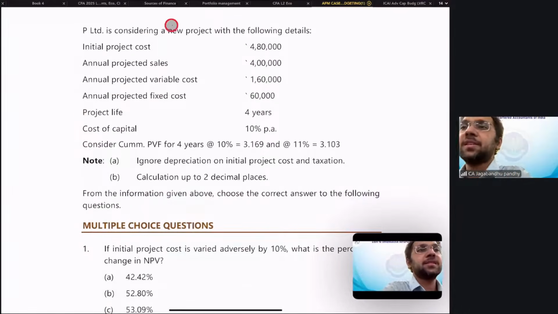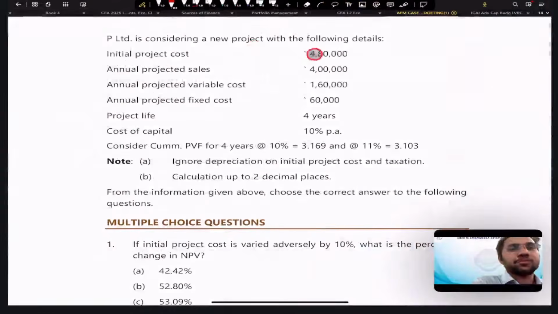Pre Limited is considering a new project with the following details. Initial project cost is 4,80,000. Annual projected sales is going to be 4 lakh. Variable cost which is projected is 1 lakh 60 and fixed cost that is projected is 60,000. Project life is 4 years. Cost of capital is 10% per annum. Consider cumulative present value factor for 4 years at 10% as 3.169 and at 11%. Ignore the depreciation on initial project cost and taxation, and you have to choose the appropriate answers.